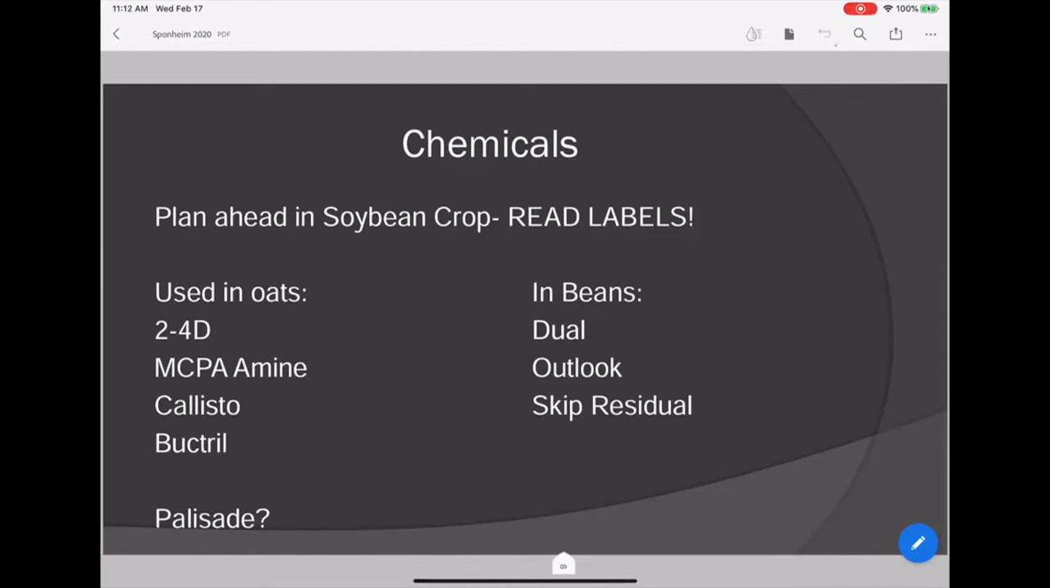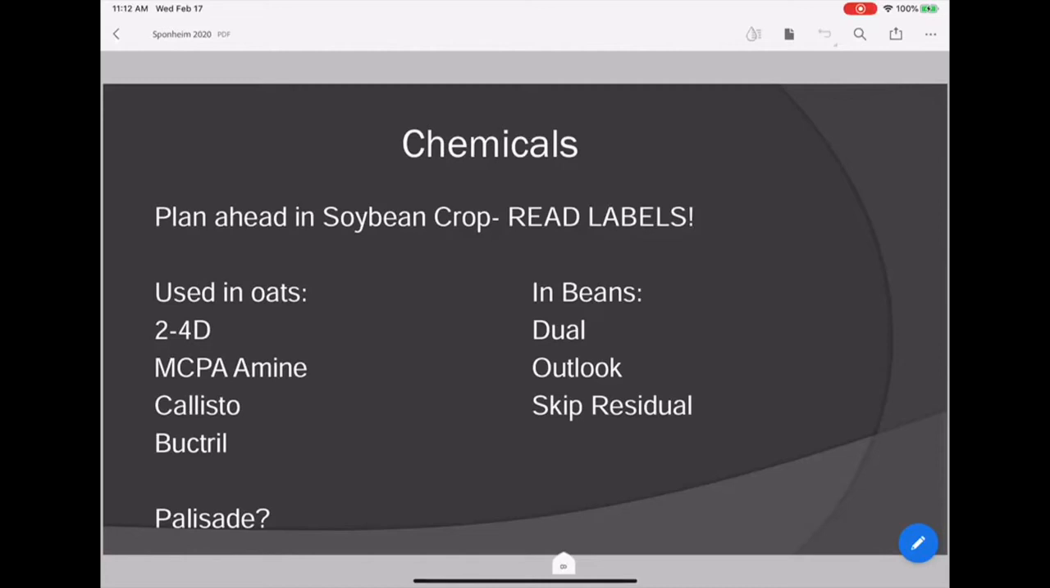In the beans, read labels like Yoakum talked about, the rotational restrictions, partially due to cover crop and no-till, and partially due to the rotations we want to have. Dual and Outlook have kind of been our residuals of choice for corn and beans because they have the shortest plant back times and are the most friendly to cover crops and small grain. And like I said, we're getting into the canning crop a little bit too.